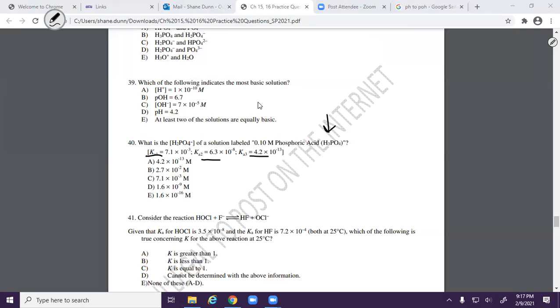Okay. So looking for this guy right here, right? Okay, let's write out the equation.